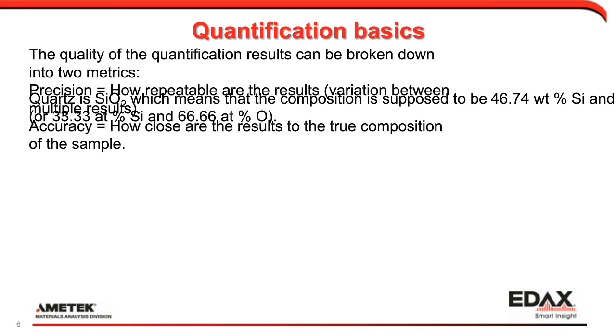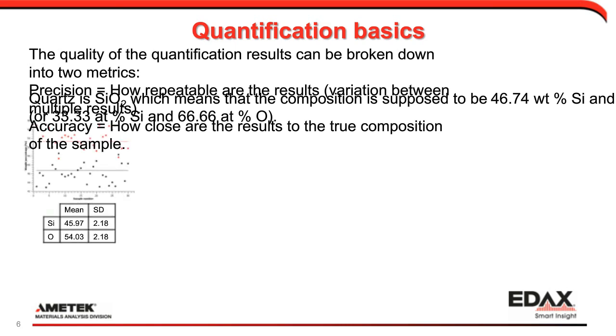If you already know the composition of the sample, there's not much point in collecting spectra from it. We'll be working with the sample we showed before, quartz, silicon dioxide, and that means the composition is supposed to be 46.74 weight percent for silicon and 53.26 for oxygen, or 33 atomic percent silicon, 66 atomic percent oxygen. The data I show here is fake data. I applied a random variable and introduced some deviations just to show the function of precision and accuracy.